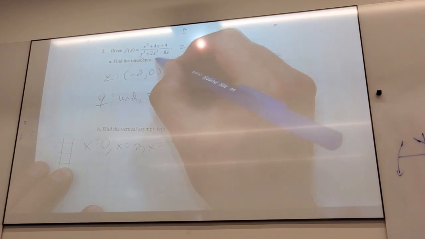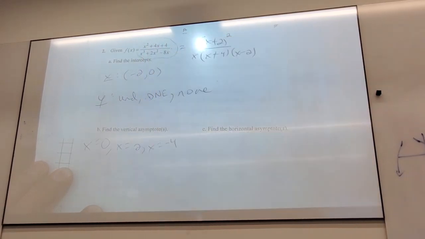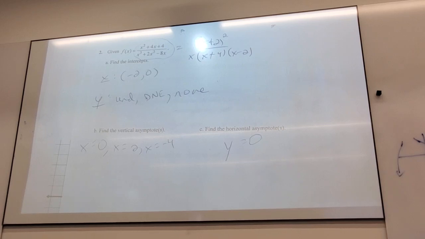Now, what situation am I in? It's always easier to see that here. The bottom degree is higher than the top. The bottom's growing faster, so the whole thing's going to get small. It's going to go to 0. So both of my axes are asymptotes.